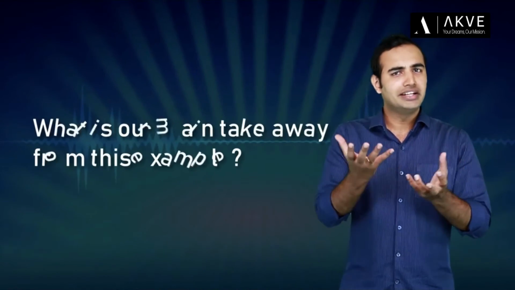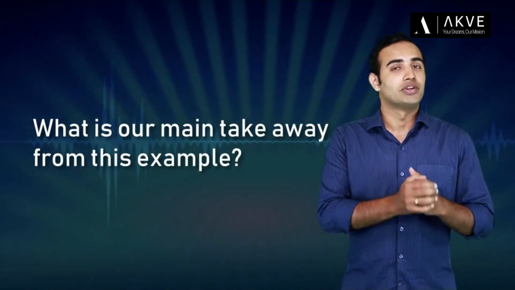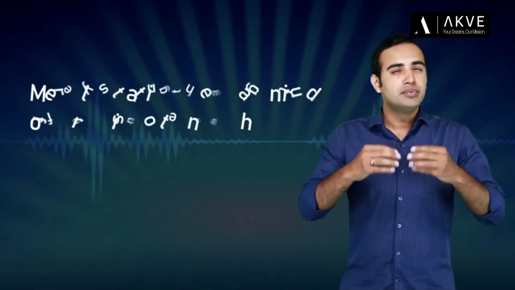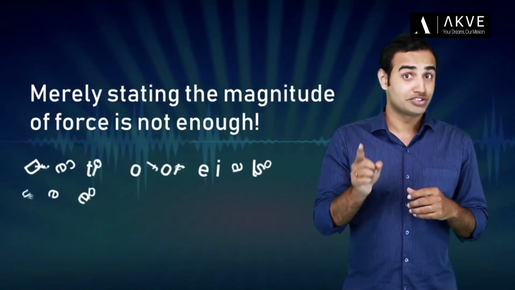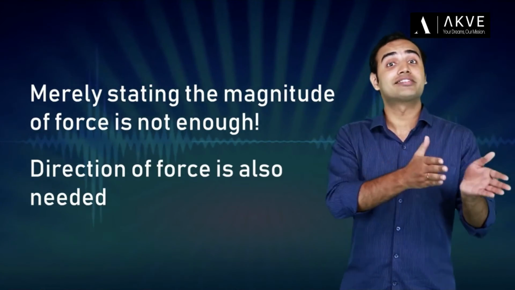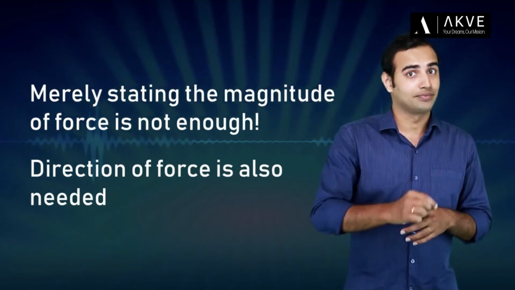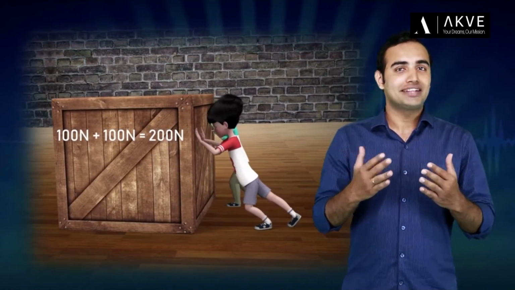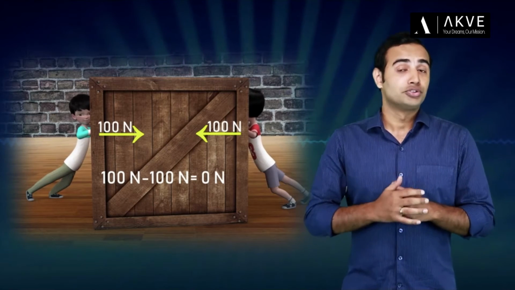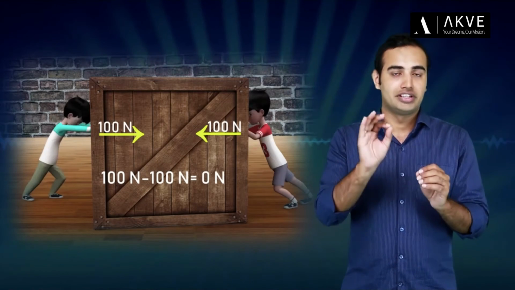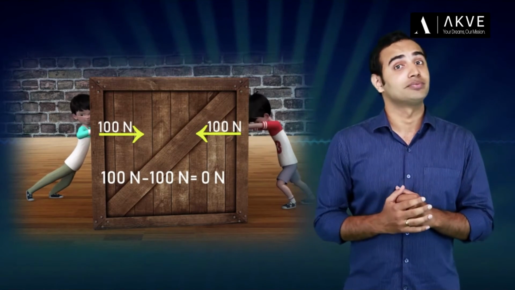So, what is our main takeaway from this example? Well, the main takeaway is that merely stating the magnitude of a force is not enough. We need to supplement that information with extra information of the direction. So, two forces acting in the same direction add up, while two forces acting in opposite directions cancel out. So, the direction of a force is a very important piece of information.